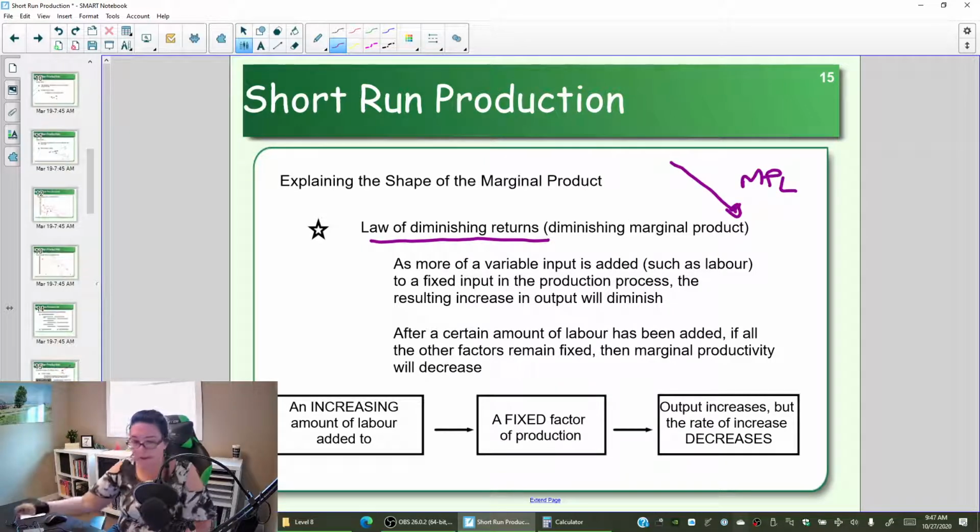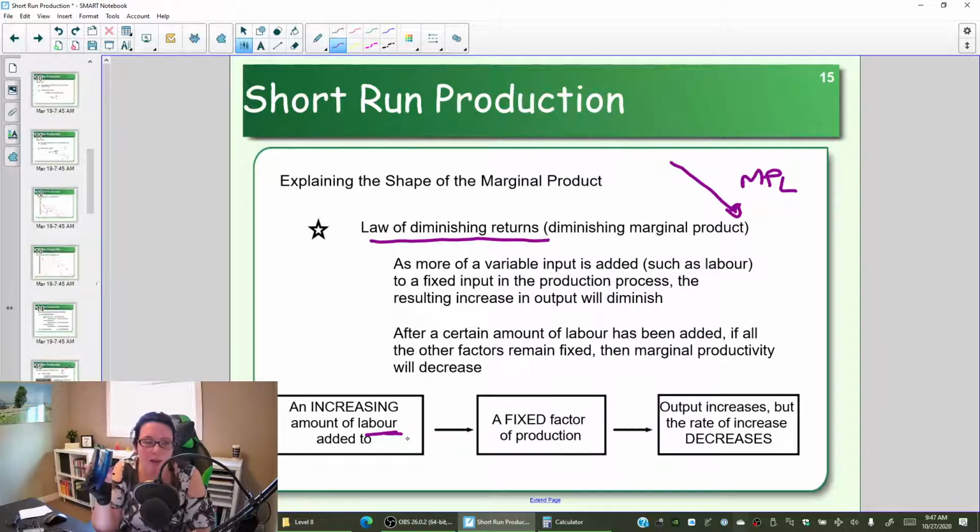Okay, and that's because as we keep adding more and more workers, we still have to share the one stapler. There's not unique work for those extra workers to do. And this fixed factor is going to be the bottleneck in our production. It limits the amount we can produce.